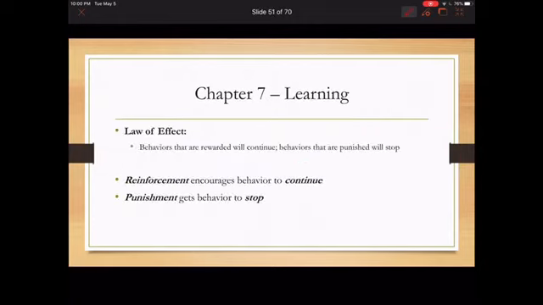The law of effect is really simple. All it says is if you reward a behavior, that behavior will continue. That's reinforcement. And if you punish a behavior, it's going to stop. Wow, look at that. That's punishment. So again, reinforcement encourages behaviors to continue. Punishment gets behaviors to stop.